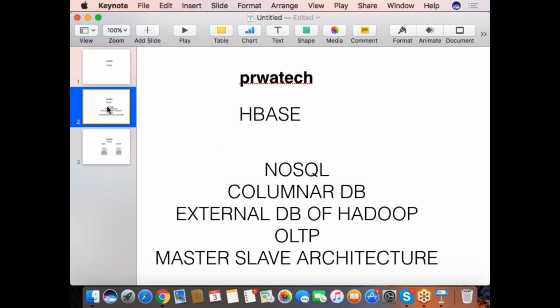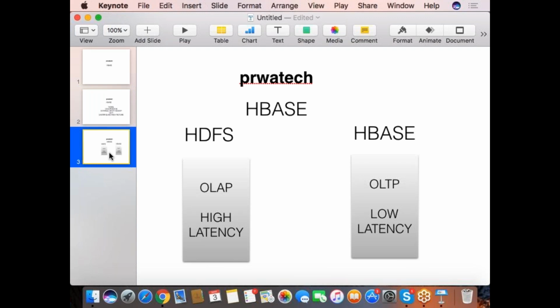So what is HBase here? HBase is a NoSQL product. It's a columnar database, and it is called the external database of Hadoop, which performs OLTP, right? And it is also a master-slave architecture. So what are the challenges we are facing in HDFS? We can sort this problem out by using HBase.